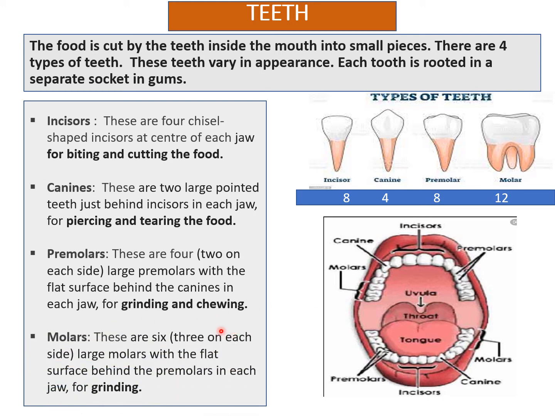And the last are the molars. These are used for grinding the food, and they are behind the premolars. These are 12 in number, 6 in the upper jaw and 6 in the lower jaw. So these are the types of teeth and their arrangement, right?